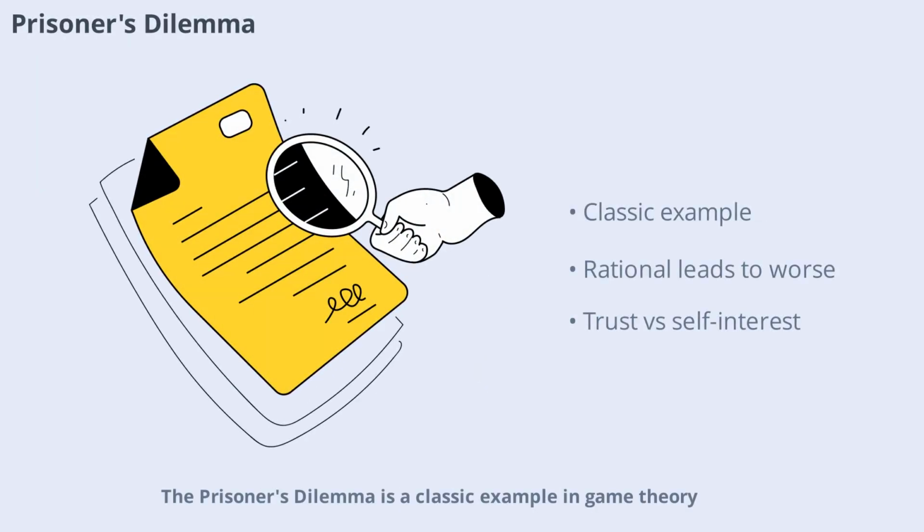The prisoner's dilemma is a classic example in game theory. Two suspects are questioned separately and must decide whether to confess or stay silent. If both stay silent, they get light sentences. If one confesses and the other doesn't, the confessor goes free while the other gets a heavy sentence. If both confess, both get moderate sentences. The dilemma shows how rational choices can lead to worse outcomes for everyone.